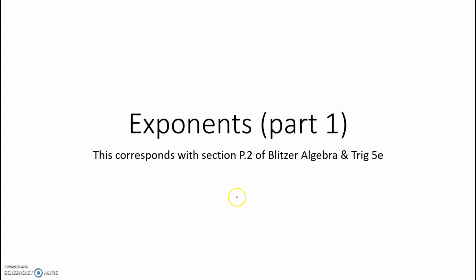Hey guys, we're going to go over exponents part 1. This is going to go with section P2 in your book.